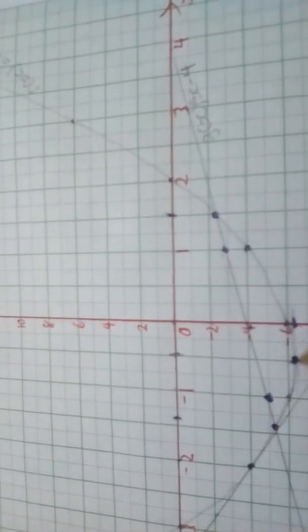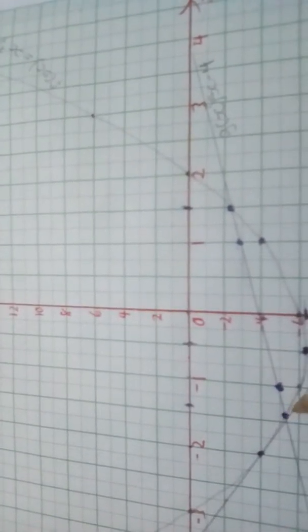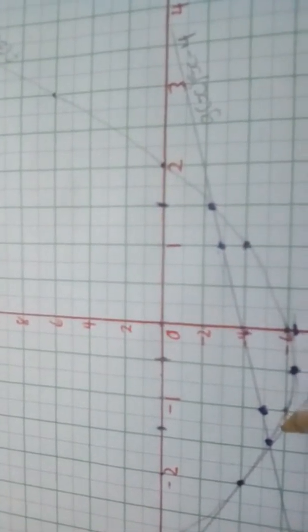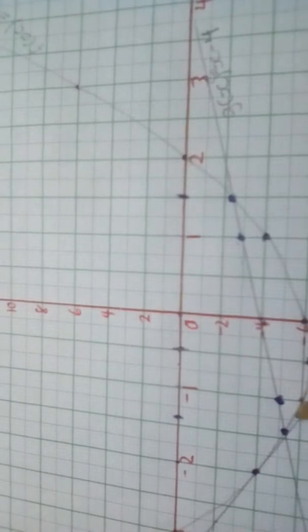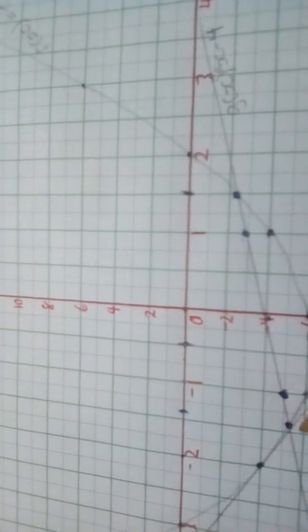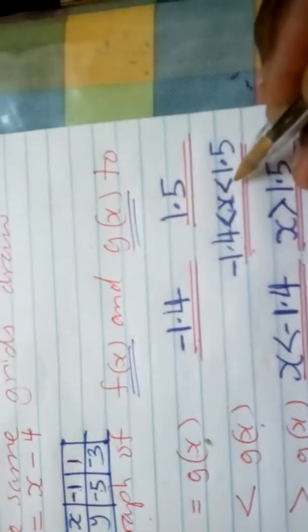Next, when f(x) is less than g(x), remember, the graph is less than the other only when that graph is below the other graph. So I will go and I check. My f(x) graph is below g(x) here. So at this position, when f(x) is below g(x), that is when f(x) is smaller. Meaning what? All the values which are making this f(x) small are between -1.4 and 1.5. And we shall state our answer as -1.4 is less than x, x is less than 1.5.